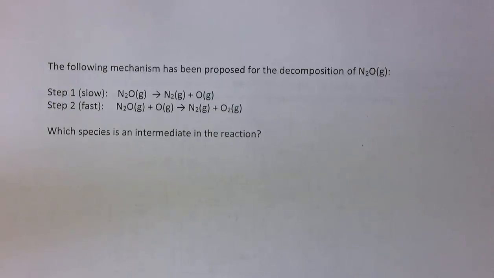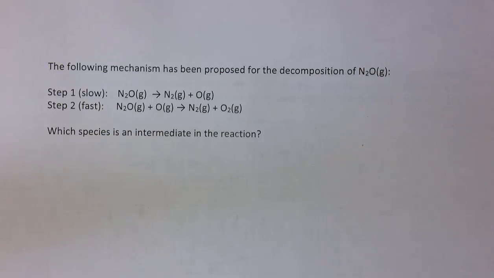This is a really brief overview of what it means to be an intermediate in a reaction. So the following mechanism has been proposed for the decomposition of nitrous oxide. We have step 1, which is slow. This is our rate limiting step. And we have step 2, which is fast. And we're asked which species is an intermediate in the reaction.